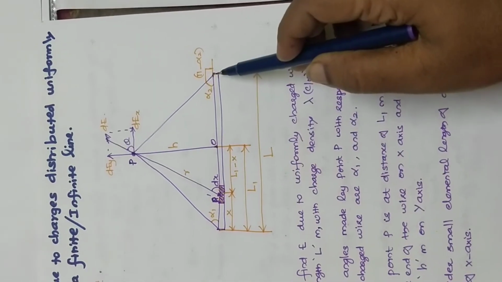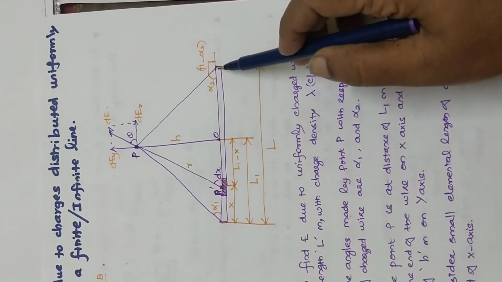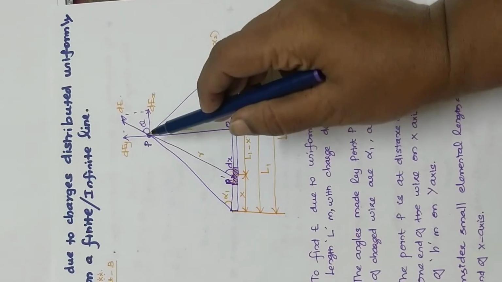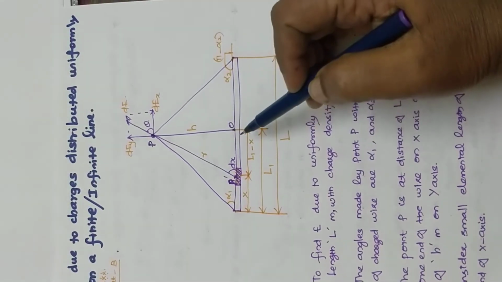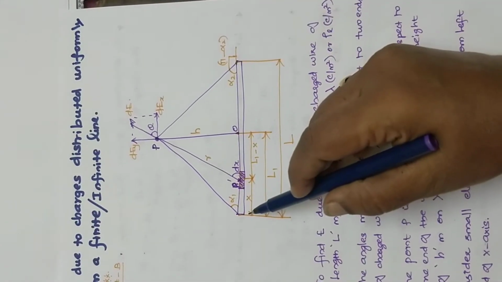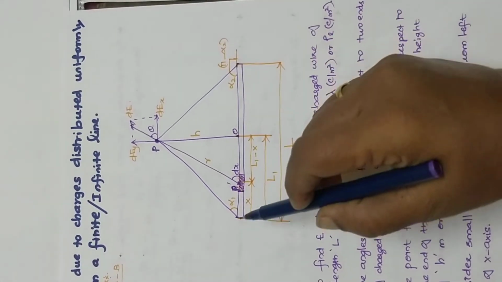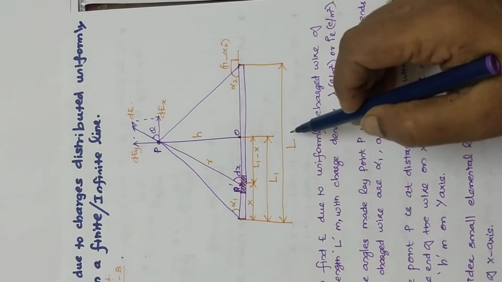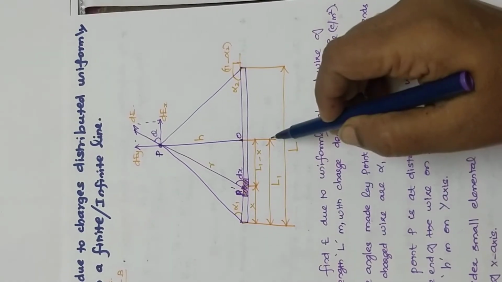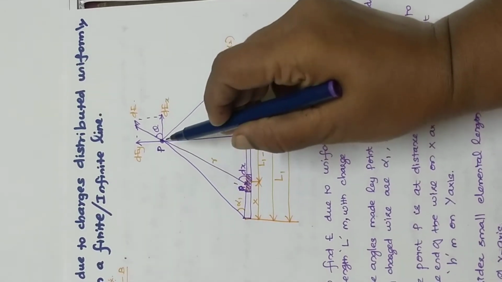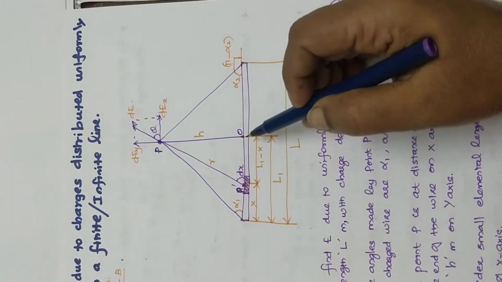Consider a line charge of length L meters. Now, the point P is located at a distance of h meter from the x-axis. From one end of the wire, it is located at a distance of L1 meters. The overall length of the wire is L meters. The point is located at L1 meters at a height of h meter from the x-axis.